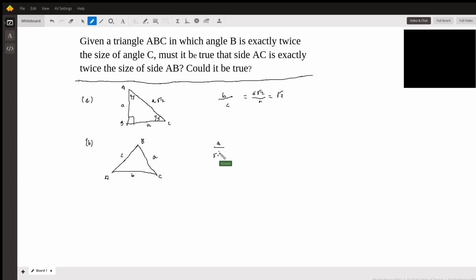a over sine A equals b over sine B. Let's rewrite this: a over b is equal to sine A over sine B. So in this problem, this ratio a over b is a half, which means if we cross multiply, or let's just use 2, it's easier, 2 over 1, A would be the larger angle.